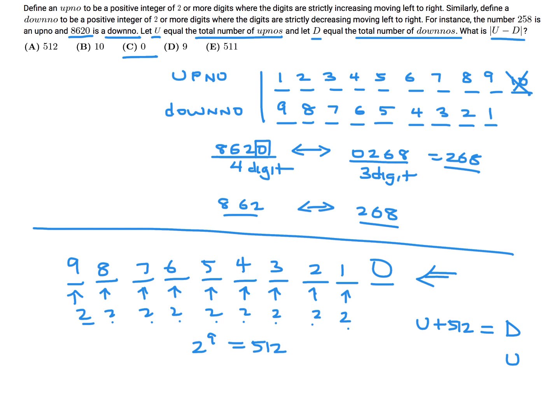So if you subtracted them, U minus D, and take the absolute value, it would be 512, and 512 is one of the answers. But this is a very tricky question, because one of these 512s is a scenario where you did not have any of these numbers. You didn't include any of them, and that is complete 0. Complete 0 does not satisfy the condition of having 2 or more digits, so that cannot be included.